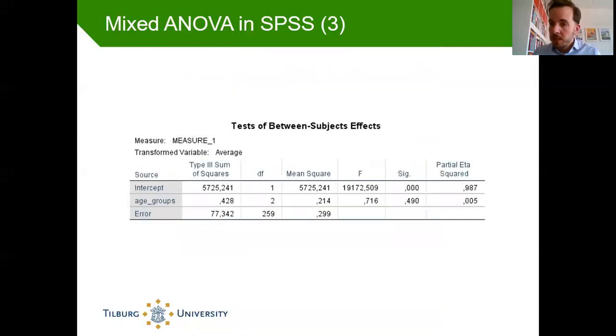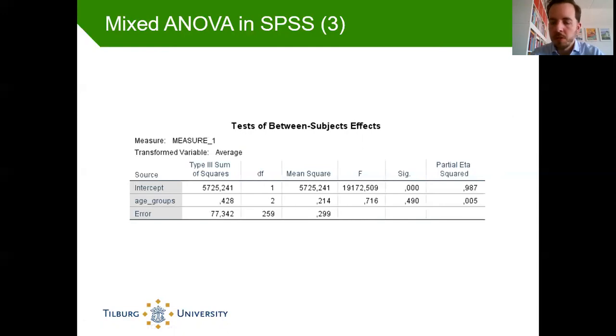Then, as I said, in this example, there's also this between subject effect, in this case of age group again. And the result for this factor you get in a separate box because it's a between participants effect. So here you get the main effect for age group. And here you see in this example, for instance, that it is not significant. So there was no significant effect of age group here in this experiment.